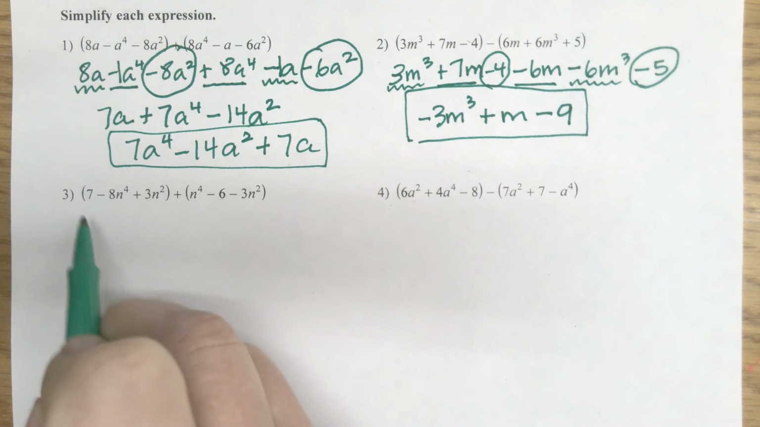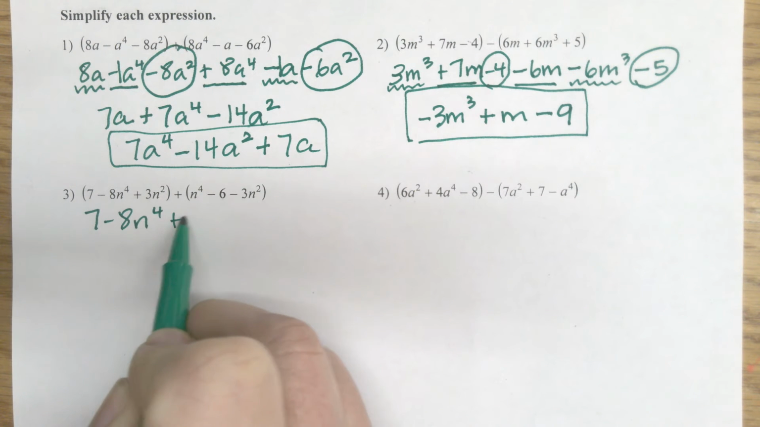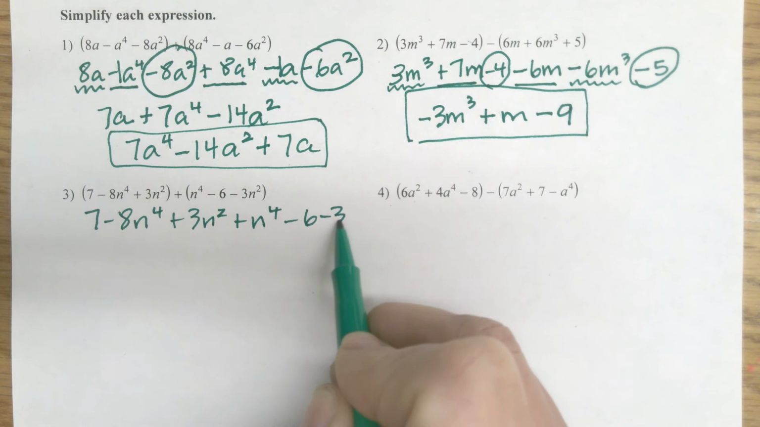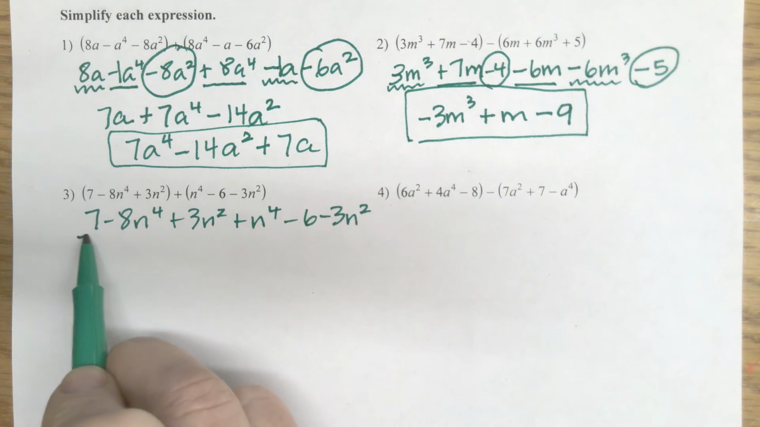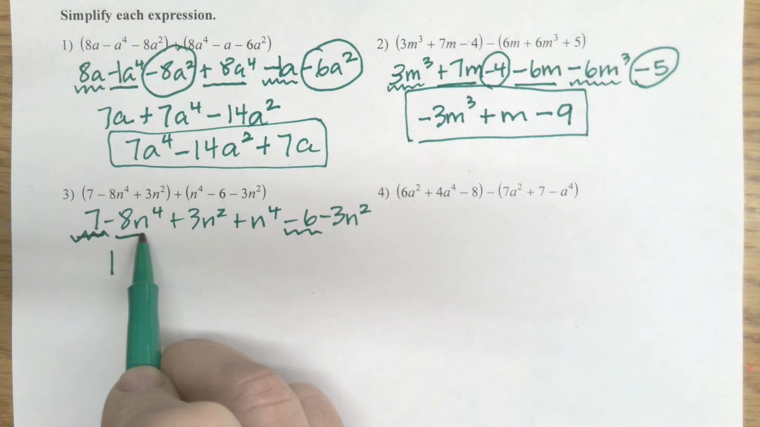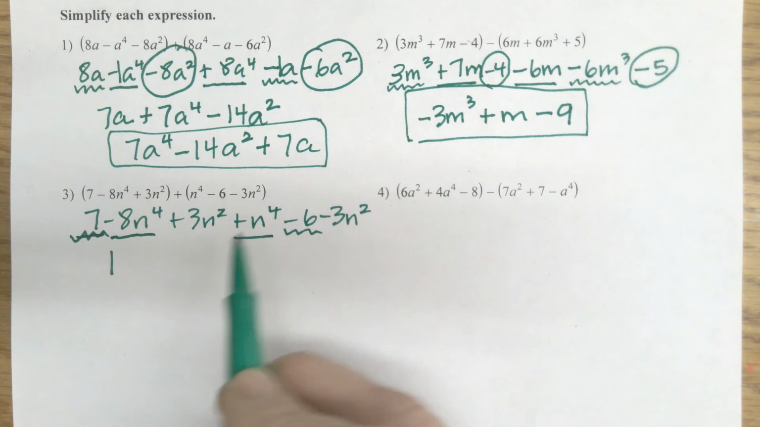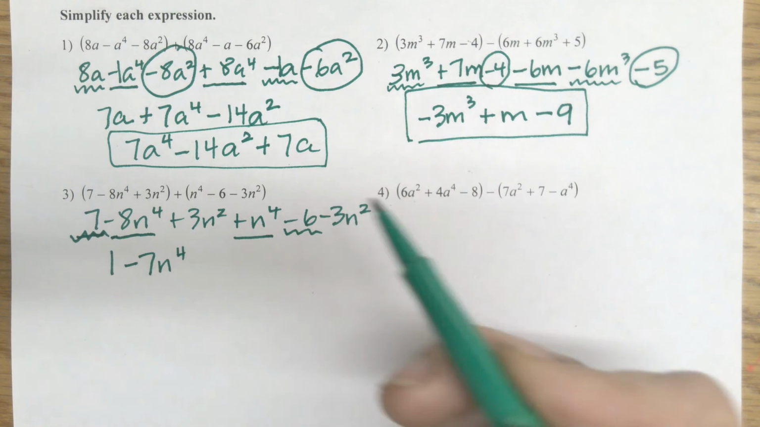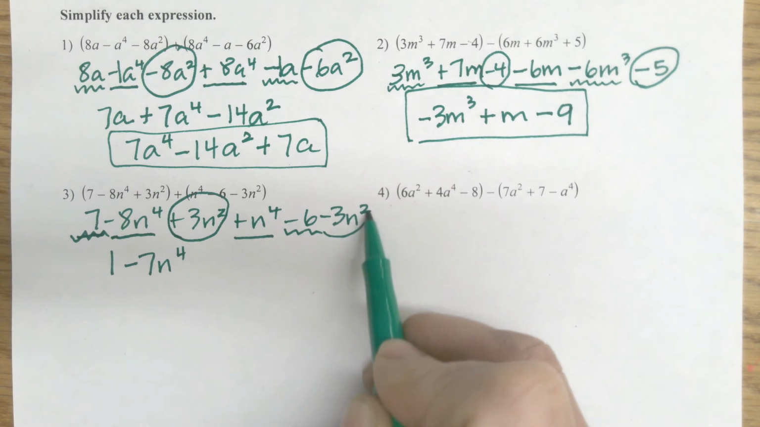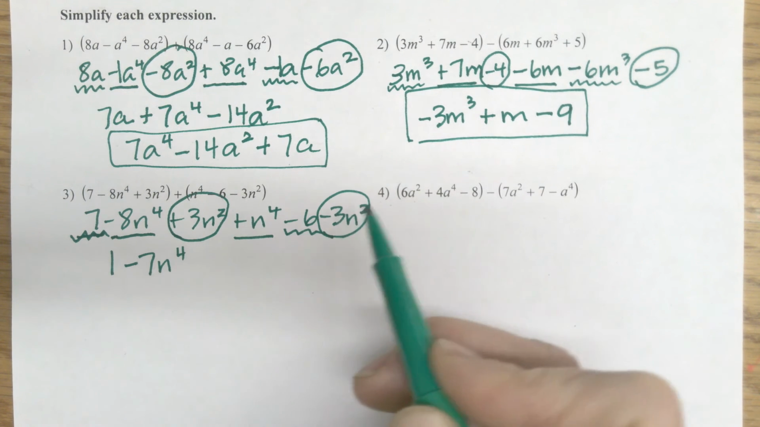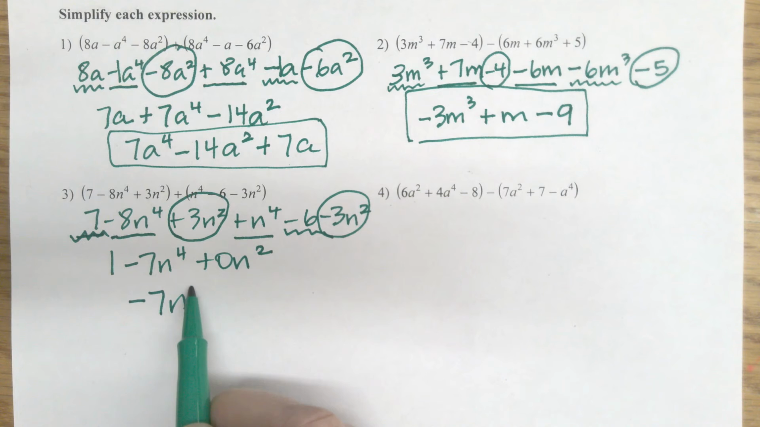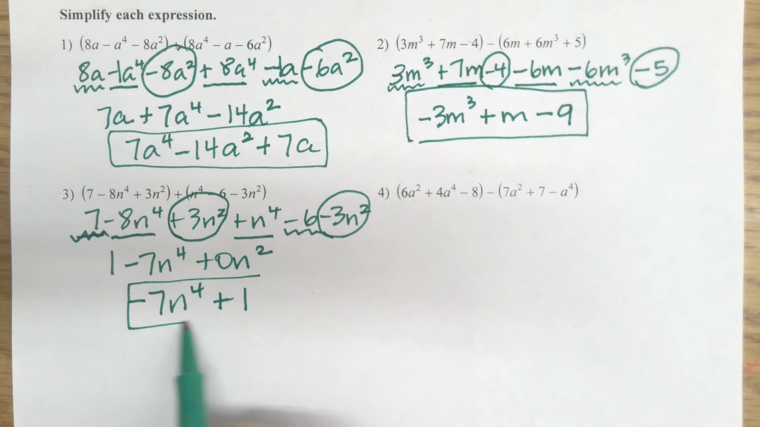So again, this one's plus, so I'll just drop the parentheses and combine like terms. 7 minus 6 is 1. Negative 8n plus 1n, negative 7n to the fourth. The powers don't change. Powers only change when you multiply. Keep that in mind. Plus 3n squared minus 3n squared, that's plus 0n squared, which I don't even need to write. So when I put this in descending order, it's negative 7n to the fourth plus 1 for my final answer.